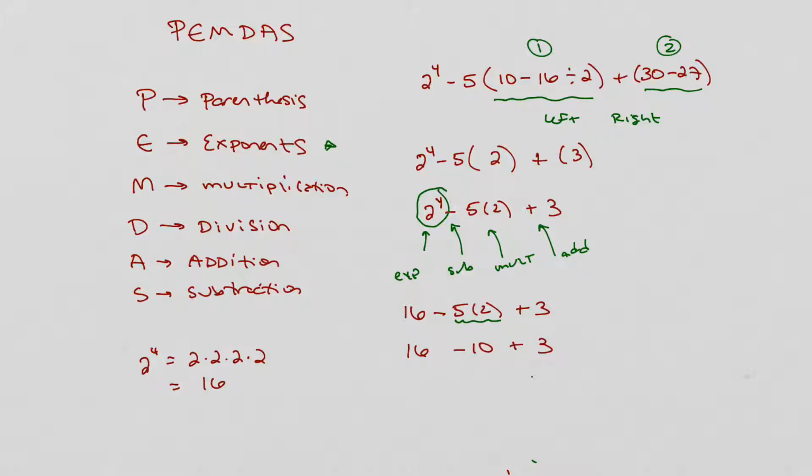And then these have the same level of difficulty with addition and subtraction. So I'm going to look at them from left to right. So 16 minus 10 is 6. And then 6 plus 3 just leaves me with 9. All right, let's see if we can try a couple more and then we'll be done.